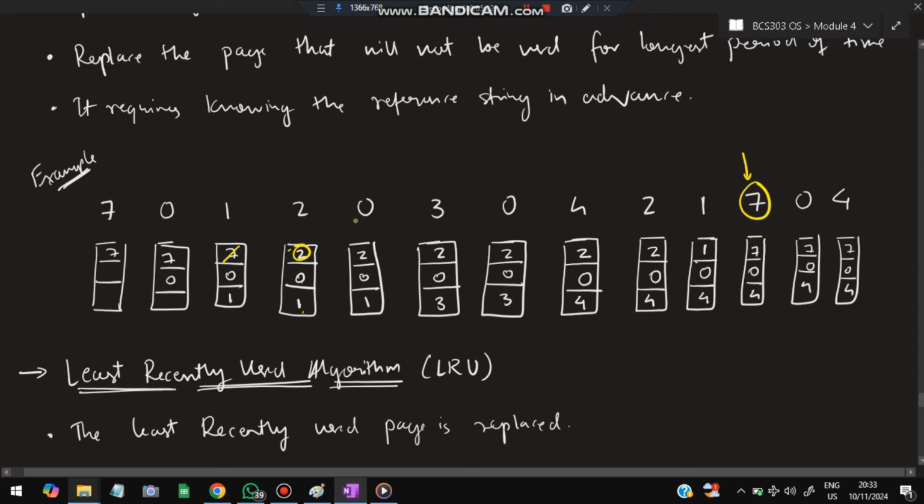Now again 2, 0, 1 are present. 0 is already present. When 3 came, I'll check whether 2 is used least, 0 is used least, or 1 is used least. Accordingly, where is 2 coming? Here.